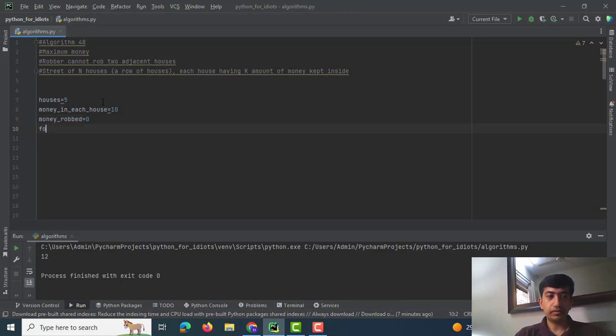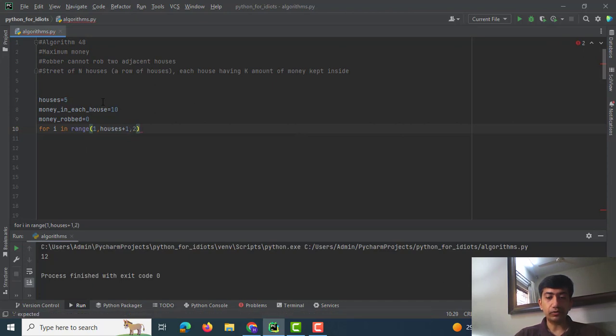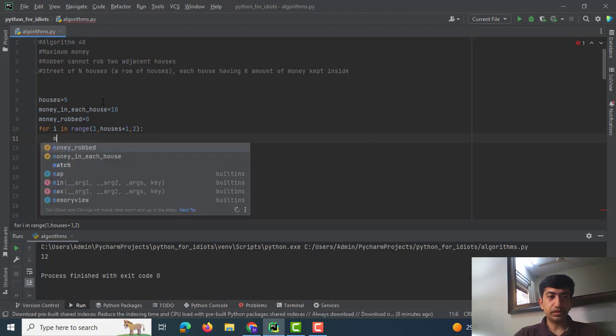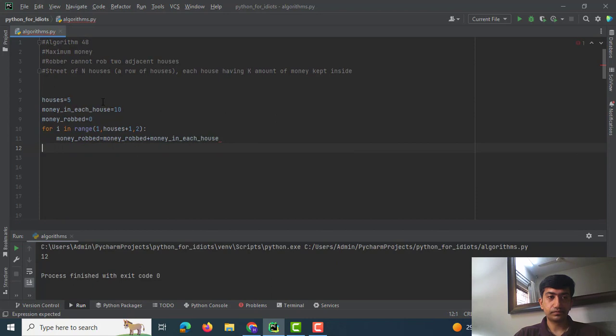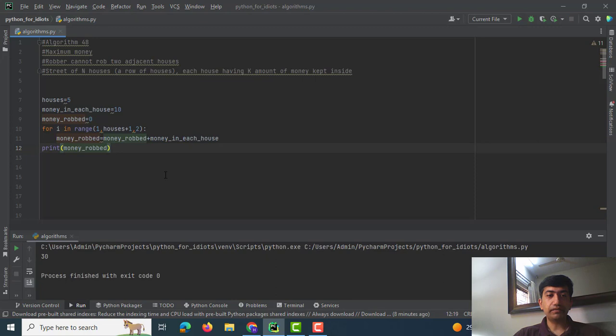Then I make a for loop, for i in range 1 to houses plus 1, and I give it a step size of 2 since the thief cannot rob two adjacent houses. Money robbed is equal to money robbed plus money in each house. So the maximum money that a thief can rob from this particular street is 30.